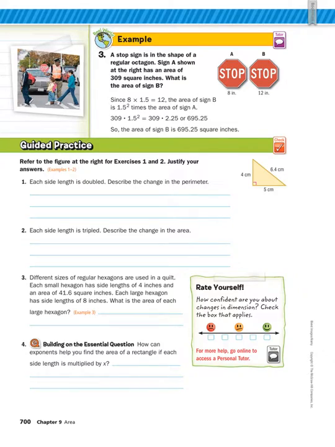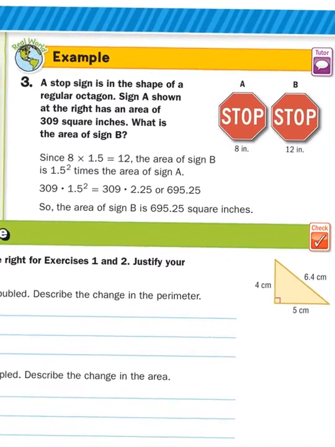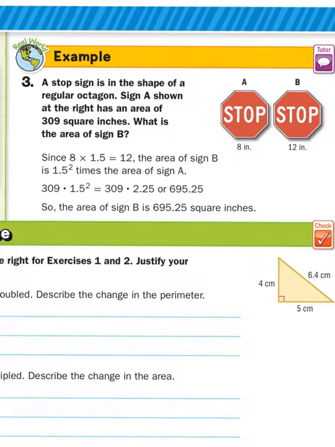So in example 3, this is more of a real world example with a lovely stop sign. It says, suppose a stop sign is in the shape of a regular octagon. Sign A, shown at the right, has an area of 309 square inches. What is the area of sign B? Now, you guys don't know the formula for area of an octagon. That is not 6th grade math. So you can't figure out the area without knowing our rule.